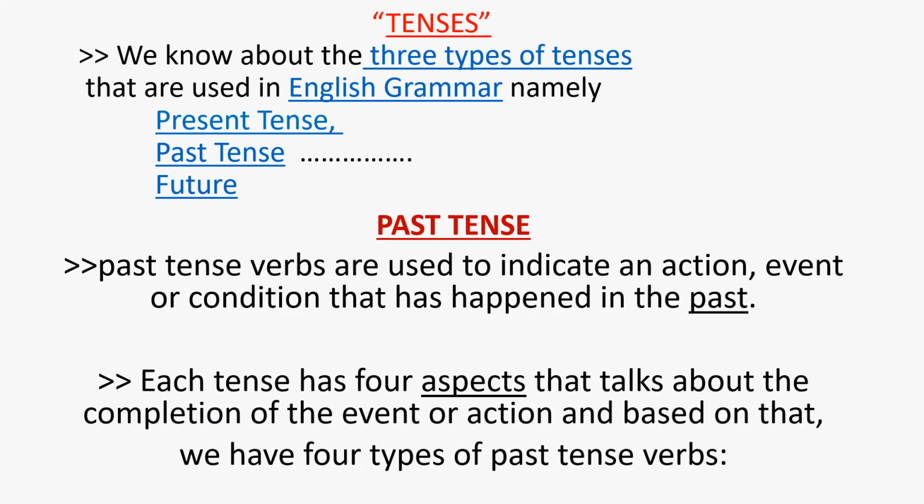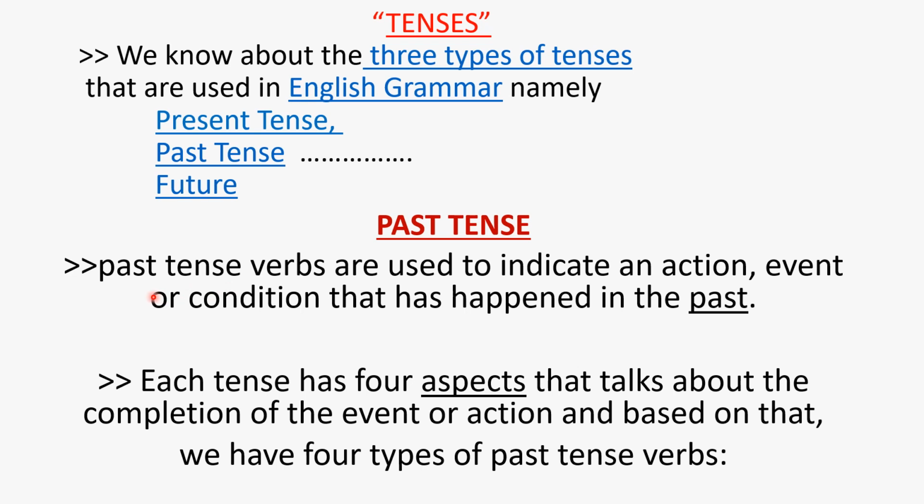Hi friends, we learned about tenses in our previous video. We know the tense. Tense is a form of verb that shows the time of action. We know about the three types of tenses that are used in English grammar, namely present tense, past tense and future tense. In our previous video, we learned about present tense with some examples also. And in this video, let us learn about past tense and its different types.